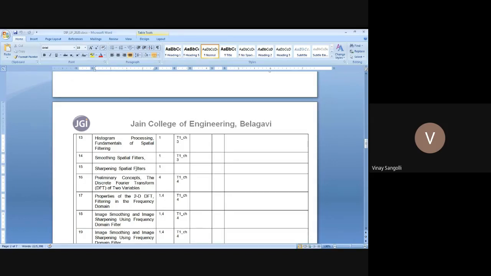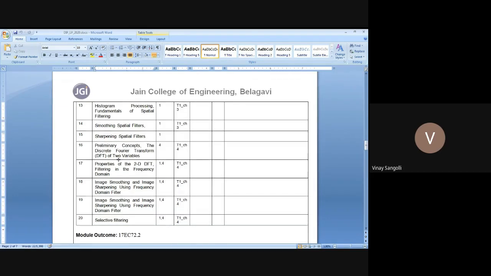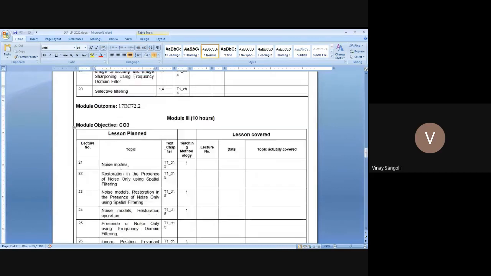We'll start with the filters. We'll go to histogram analysis. Then we'll come to your DFT techniques. And we'll move ahead with the third module.